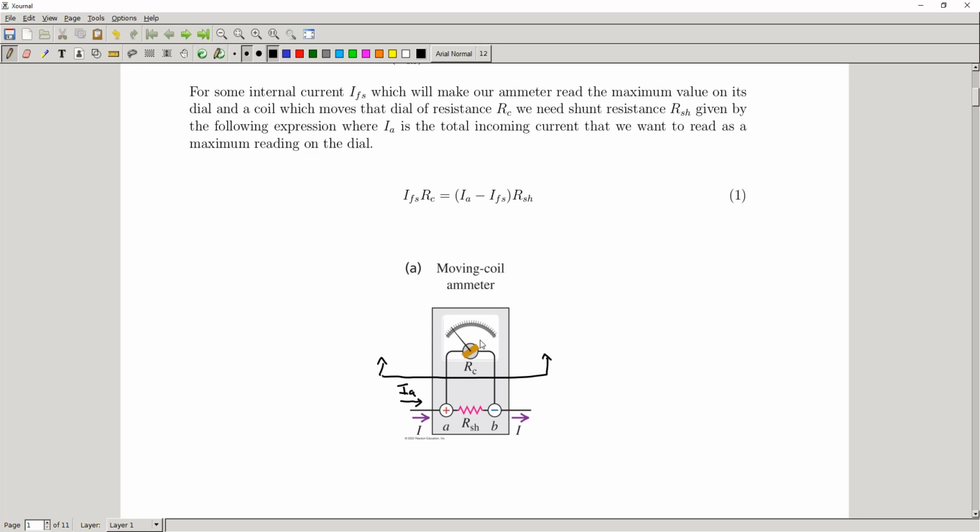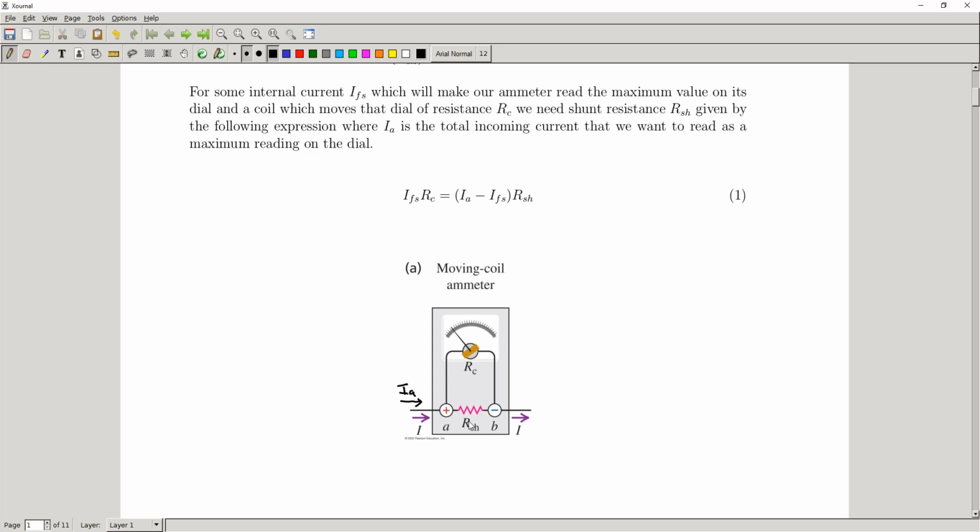But let's say that we're trying to measure a current higher than that. This is what we're talking about here. We can include this shunt resistor down below, which is going to take a bunch of the current and have it flow over the shunt resistor, so that our RC works out just right, so that the amount that we want to measure coming in, this IA, actually gives us a maximum deflection on our dial here.